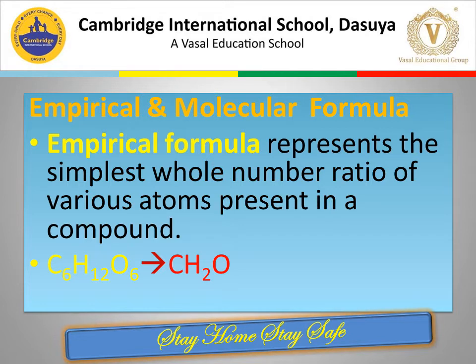An example has been taken here, that of glucose, C6H12O6. This is the molecular formula, and the empirical formula is CH2O. That means when we divide the actual number of atoms by the HCF, we get the simple whole number ratio between all these elements which are present in the given molecule. So for glucose C6H12O6, the empirical formula is CH2O, which shows the simple whole number ratio of different elements.